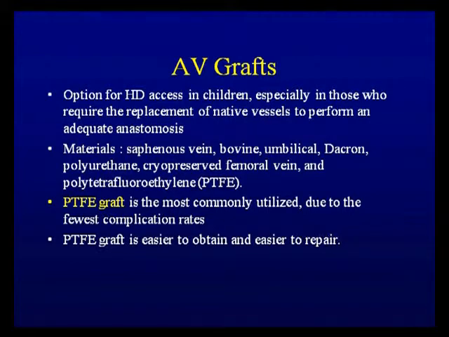We next move on to AV grafts. They are very uncommon in our country, but it is an option for access, especially for those who require replacement of native vessels to perform an adequate anastomosis. The materials that have been used are saphenous vein, bovine, umbilical, Dacron, polyurethane. Cryopreserved femoral veins have been used, but the most popular and most practical is currently the polytetrafluoroethylene grafts, because this has the lowest complication rates, and it's also easier to obtain and easier to repair.